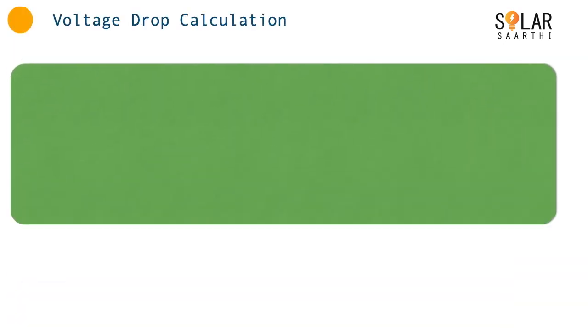Now another factor is voltage drop that needs to be considered while sizing and selection of solar DC cables. Now the voltage drop has to be calculated by this formula.